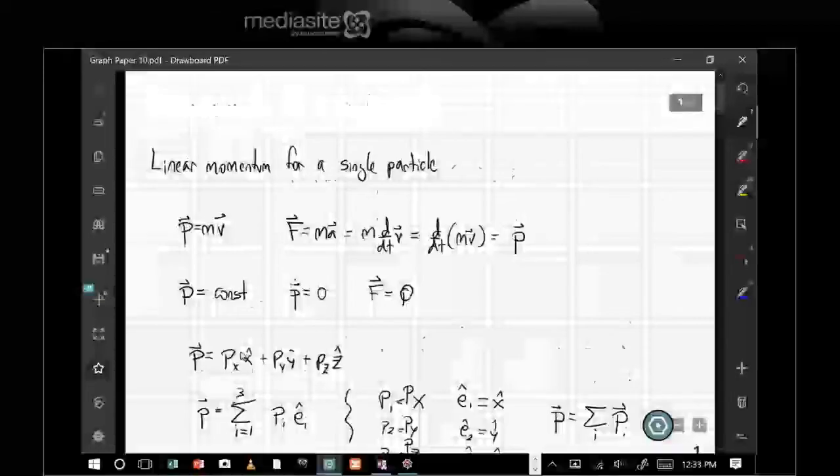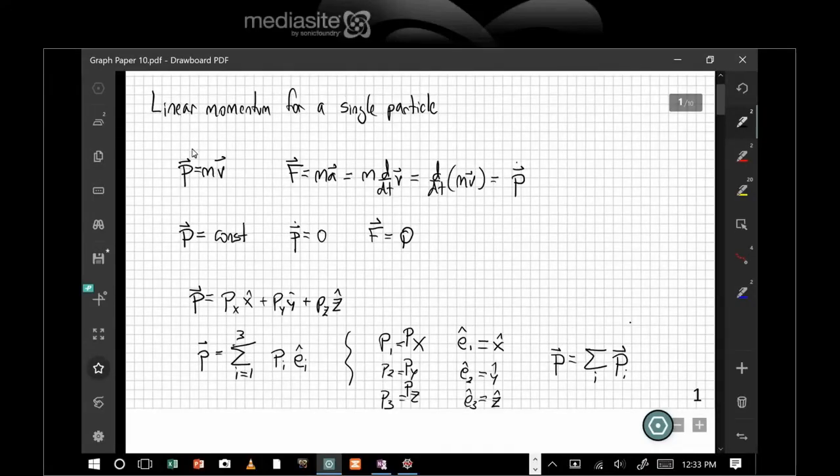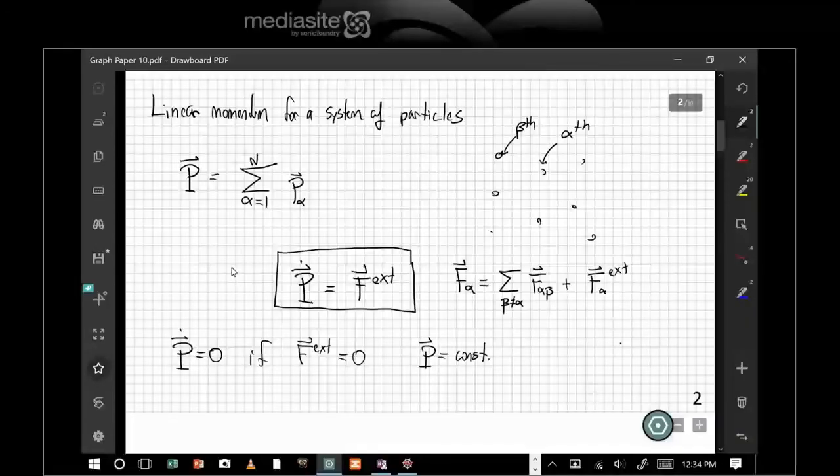Just to summarize, we can define the linear momentum for a system as p equals mv. The momentum of a single particle is only conserved if the net force acting on it is equal to 0. We came up with a notation for summing, where I can use this i notation, where i is 1, 2, 3. For a system of particles, we have to sum over all the particles, and we're going to use the term alpha for the alpha particle, and we sum from 1 to n. Normally, we're not going to write it that way.